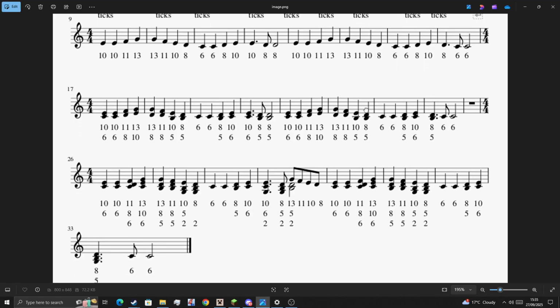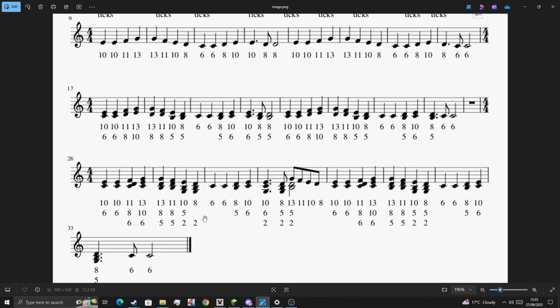And also, there's one more little tiny thing to point out here. This little section here has 3 notes in it, but there's only 2 written down. So what you want here is another number 5. So that should be 8, 5, 2. Just so you know, 8, 5, and 2.